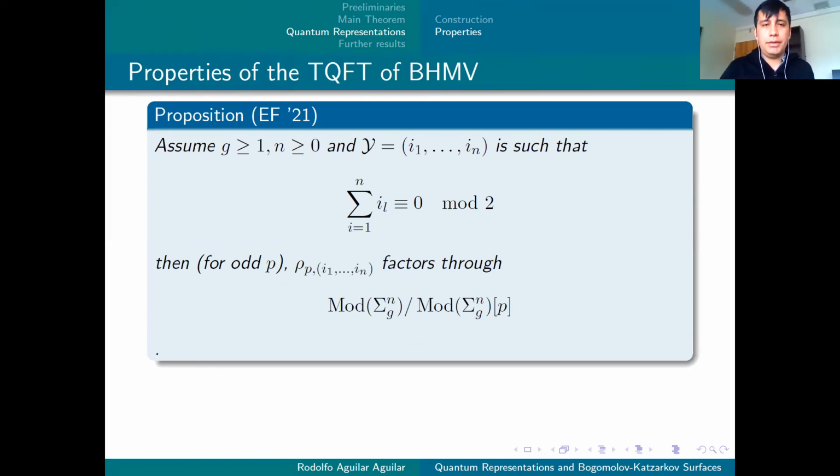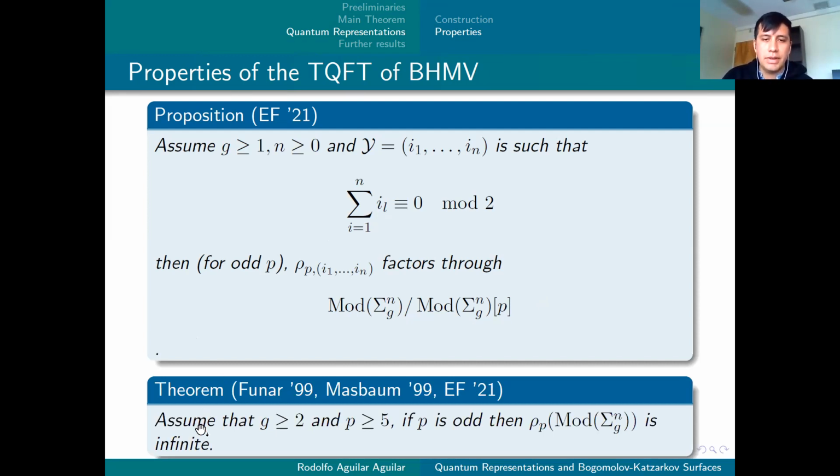So now one of the main propositions in the Eyssidieux-Funar is that this representation, when we have some conditions, factors through the group that we have defined. Okay. So this representation is a representation of this mapping class group, but it is also a representation of this quotient. Recall that it's important here that we are considering P odd plus some conditions here. So it really gives us a representation of this group that we considered before.